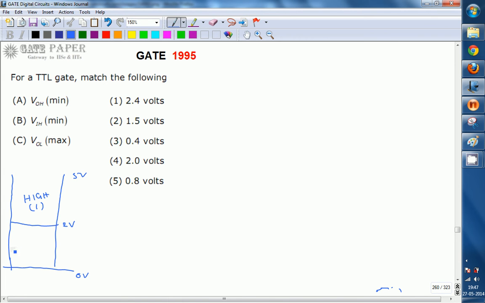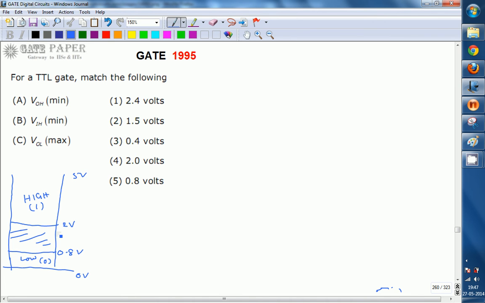And the logic low level is 0 to 0.8 volts. So up to 0.8 volts is treated as low level, or logic 0. Between these, 0.8 to 2 volts is undefined. Whether it is to be defined as logic 0 or logic 1, it is undefined.